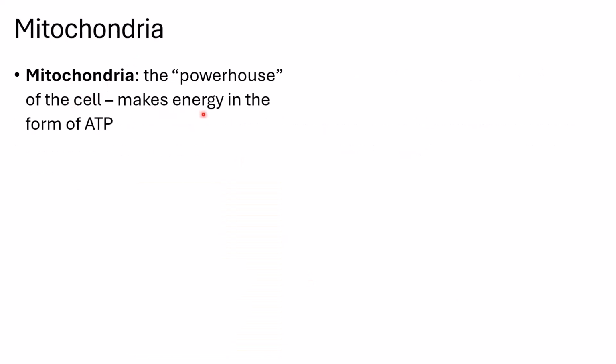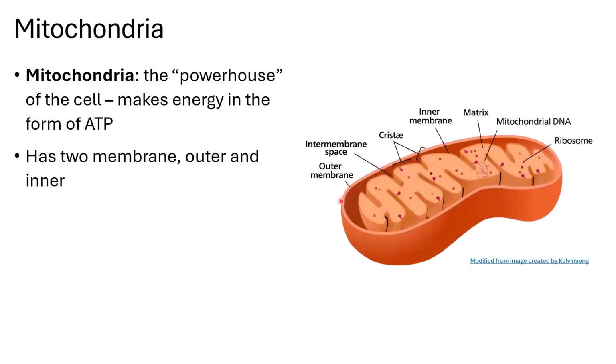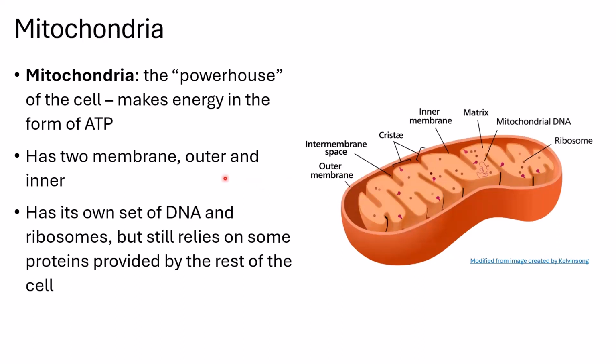Mitochondria are famously known as the powerhouse of the cell, due to their function in providing energy in the form of ATP. You can see that it has two membranes. We will go through its structure and its role in producing ATP in future lectures. Notice that mitochondria actually have their own set of DNA and ribosomes. However, they still rely on proteins provided by the rest of the cell.